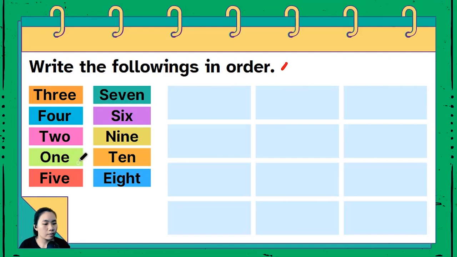Now to the last part of our lesson, write the following in order. So I have numbers from 1 till 10, but they're very messy. They're not in the correct order. And that's what our goal is. Our goal is to arrange them properly. It starts at 1. So I'm going to write 1 over here. 1. What's after 1? It is 2.